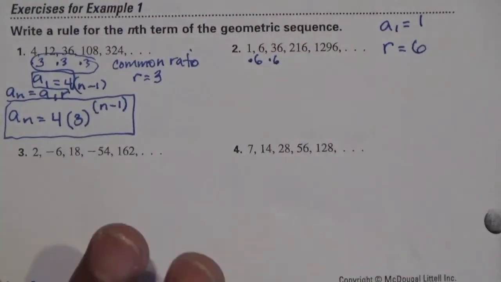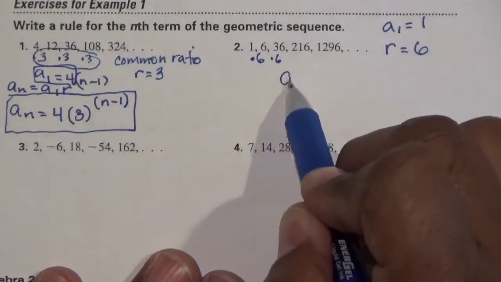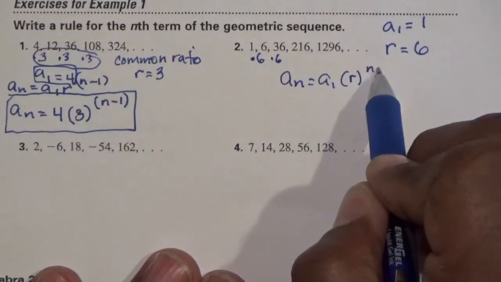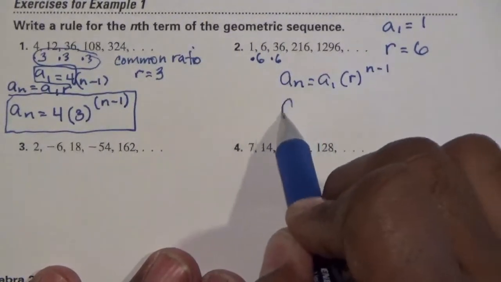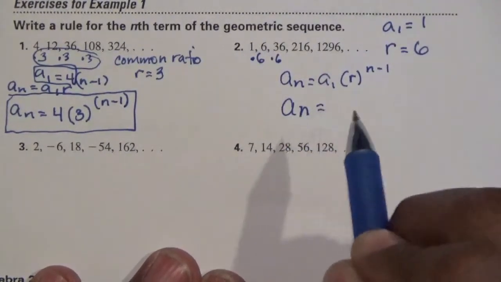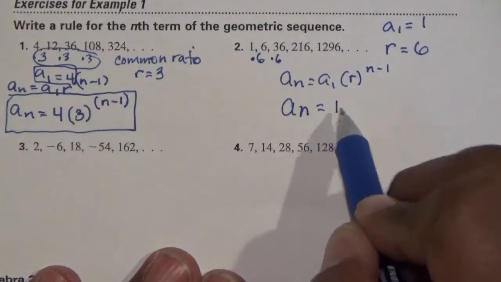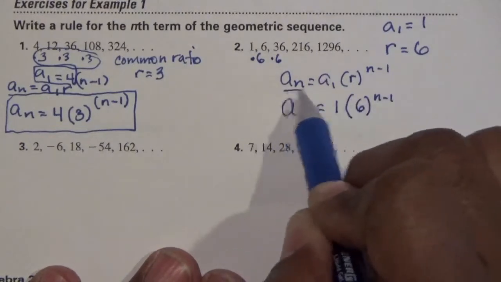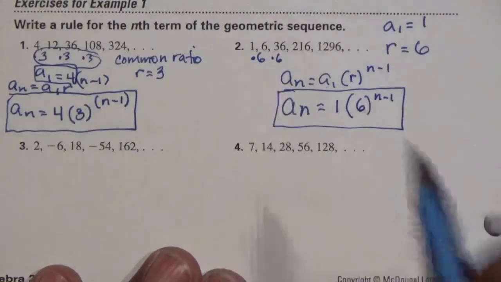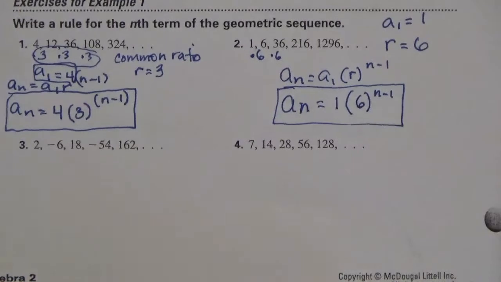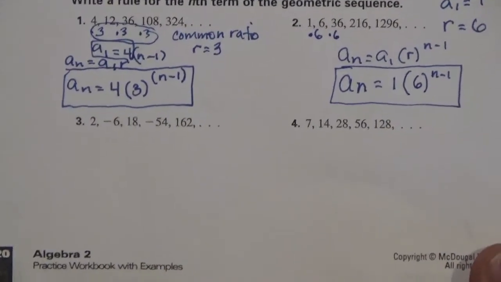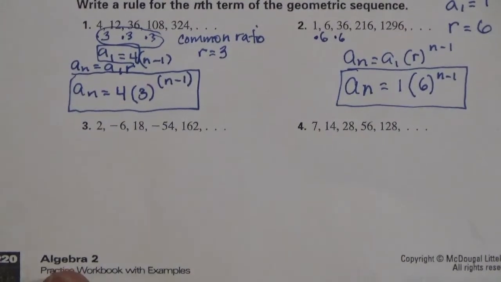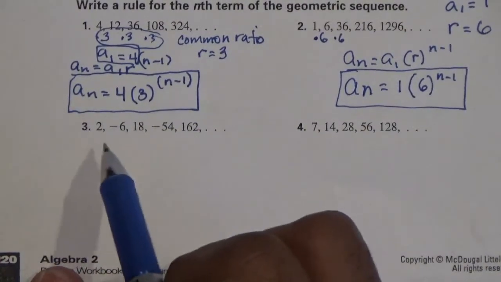All right, and we have everything we need to write the rule. Well, let's write an is equal to a1 times r to the n minus 1. All right, and so our rule is an is equal to, well, 1 times 6 to the n minus 1. Done with that. All right. I would like you to pause the video for a second and try number 3. All right. And then unpause once you finish to see if you can get the right answer.